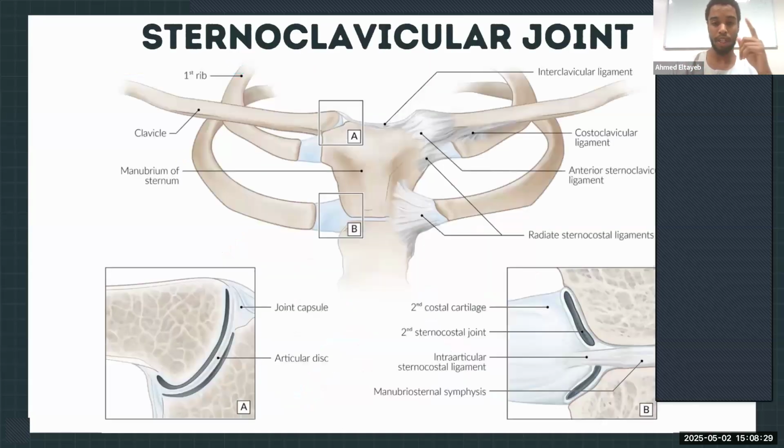Okay, so the articulation of the clavicle and the sternum makes a joint called the sternoclavicular joint. The sternoclavicular joint is a saddle joint, a synovial joint. Saddle joints are typically quite mobile, but the sternoclavicular joint is not so mobile because we have many strong ligaments supporting it, which makes mobility very hard. We have extrinsic ligaments, intrinsic ligaments, and a joint capsule.